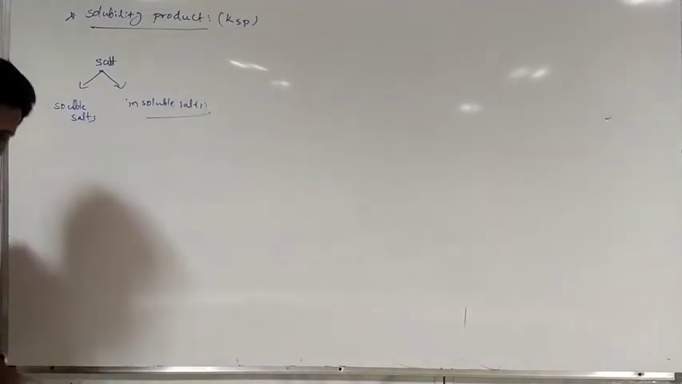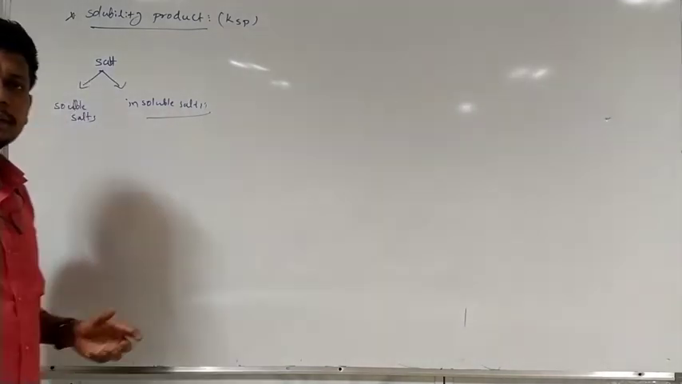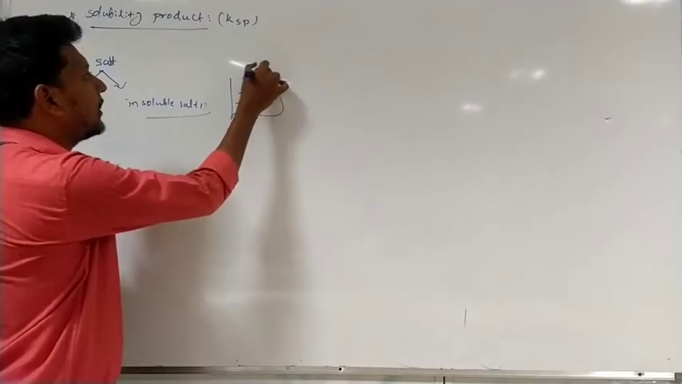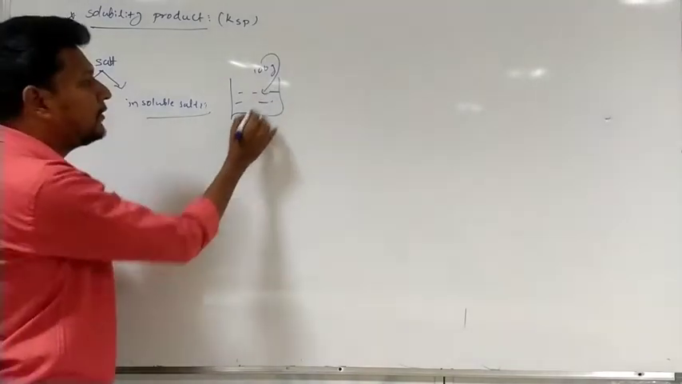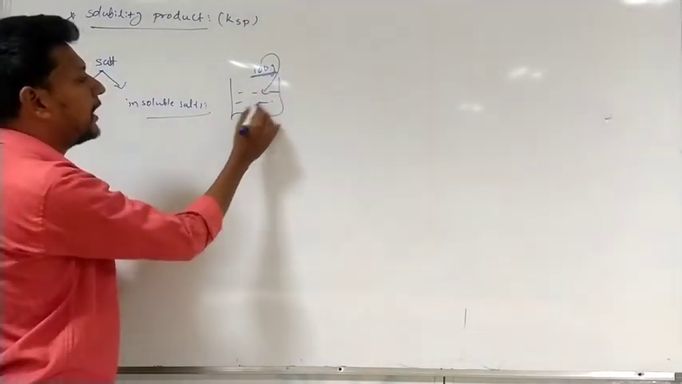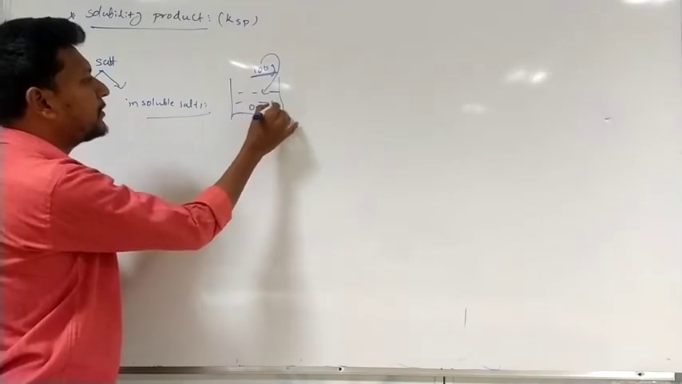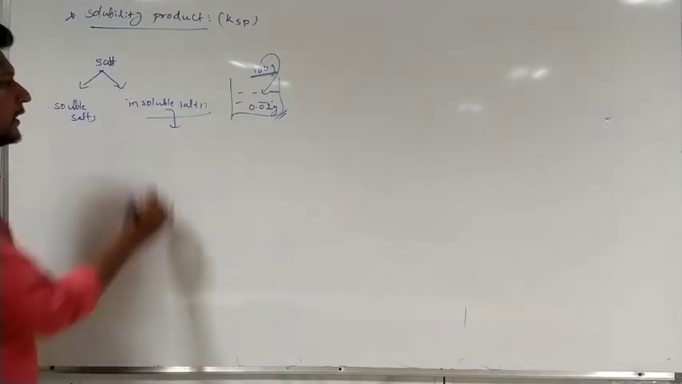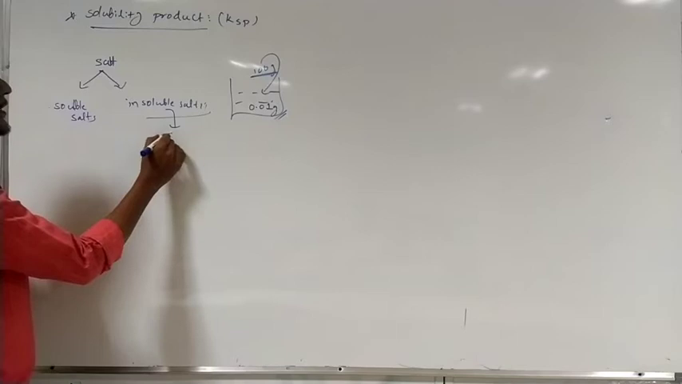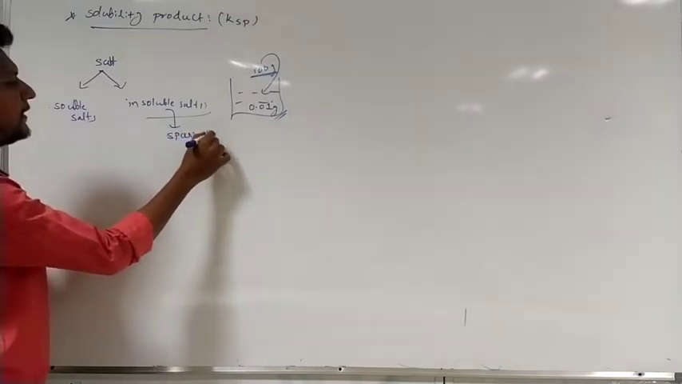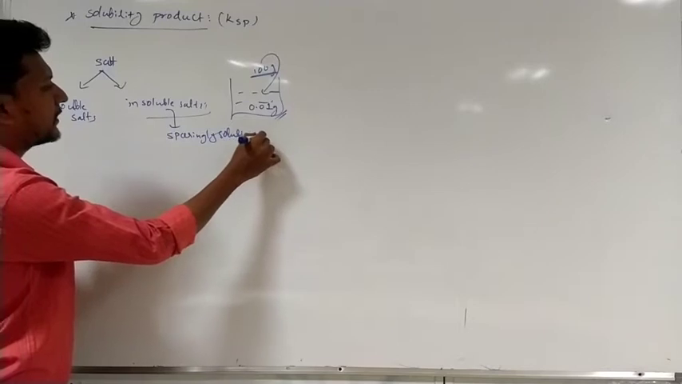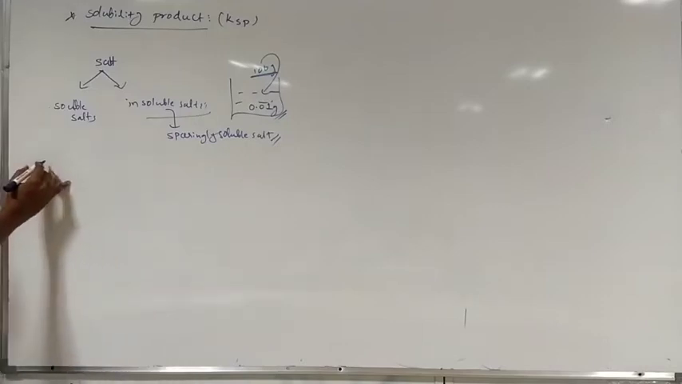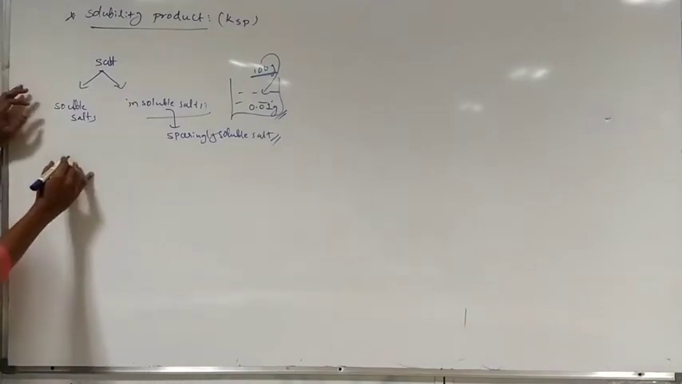For example, I am taking 100 grams of salt. It is going to dissolve in water, but it cannot dissolve the whole 100 grams. It can dissolve only 0.01 gram. Then it is said to be almost insoluble, or it can also be known as a sparingly soluble salt.